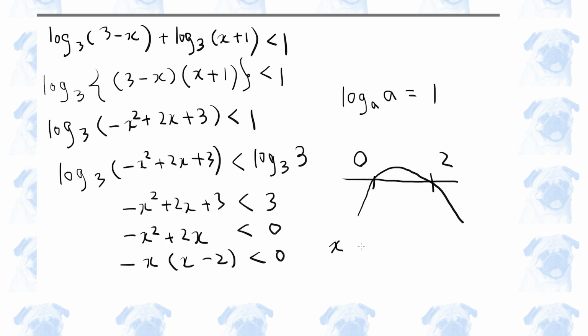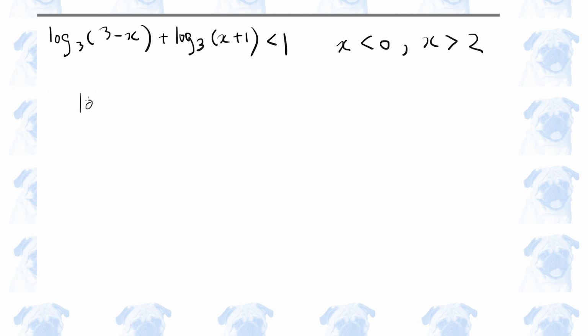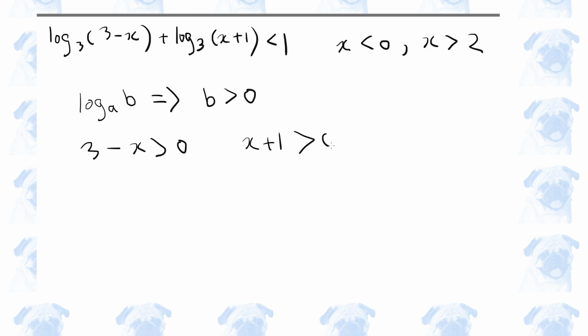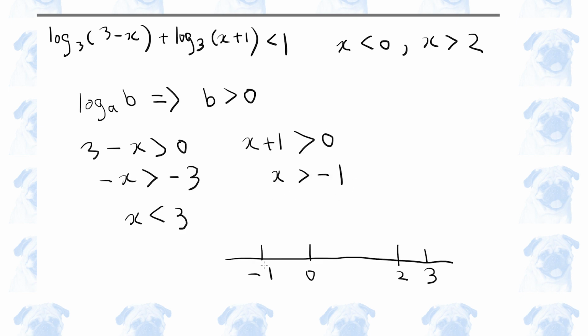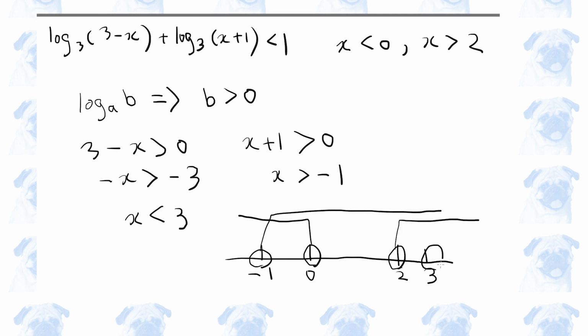So, we know that x is less than 0 or greater than 2. We also know that log base a of b implies that b is greater than 0. Therefore, 3 minus x is greater than 0, and x plus 1 is greater than 0. So, x has to be greater than minus 1 and less than 3, and x has to be less than 0 or greater than 2. So, x is between minus 1 and 0, and between 2 and 3.